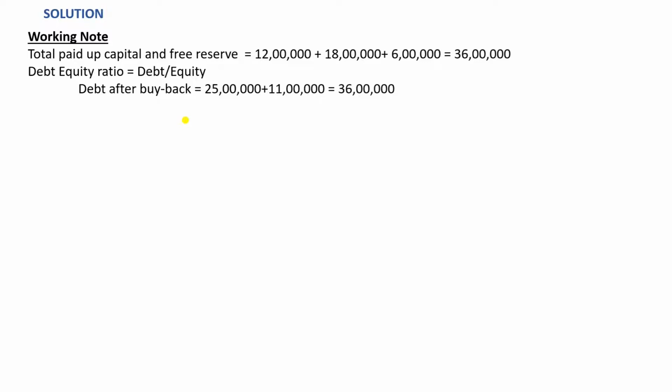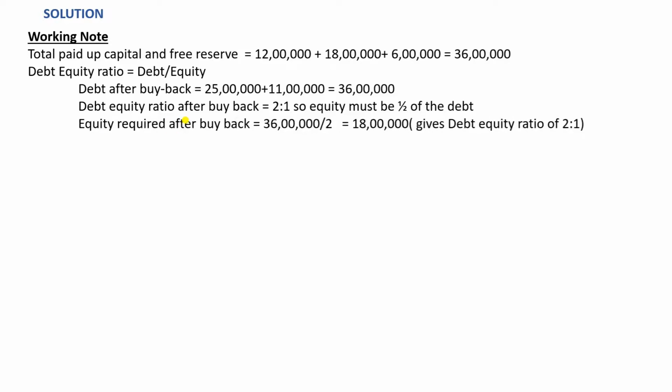So equity 36 lakh and debt 36 lakh, and the current debt equity ratio is 1:1. Now the required debt equity ratio is 2:1. Clear? So after buyback, at least a 2:1 debt equity ratio must be maintained. That means equity must be at least half of the debt. Debt is 36 lakh, so equity must be half of that, equal to 18 lakh. Equity required after buyback is only 18 lakh, which will give a debt equity ratio of 2:1.